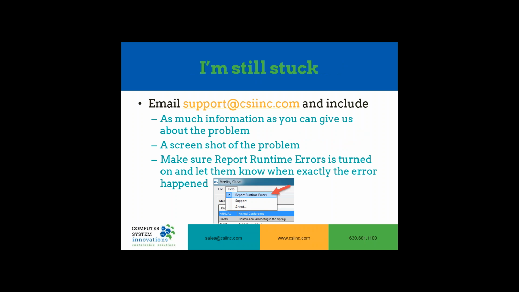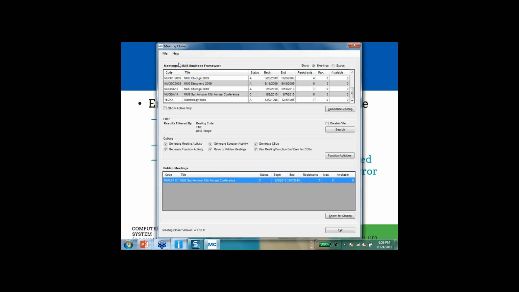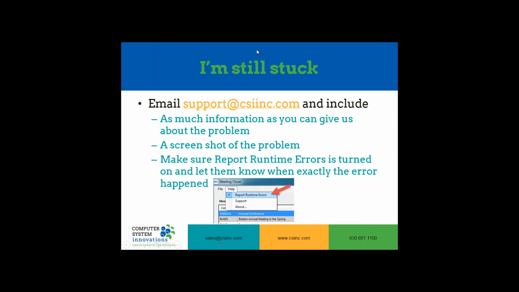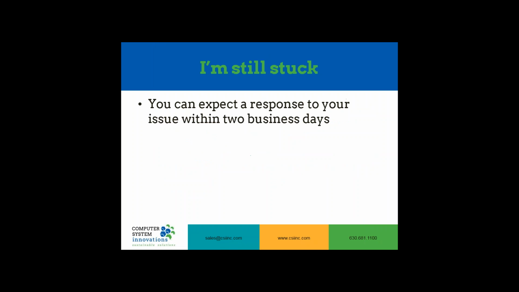And then we have a feature in Meeting Closer called Report Runtime Errors. Please make sure that is turned on. If you do that, it really helps us because every error you get in Meeting Closer is sent to us. So if you submit a screenshot saying, I was trying to close this meeting, I tried to do this at 4:12 p.m. my time in Sydney, we can go into our error log and see the exact error and help you figure it out. That's really powerful, especially if we're in different time zones.